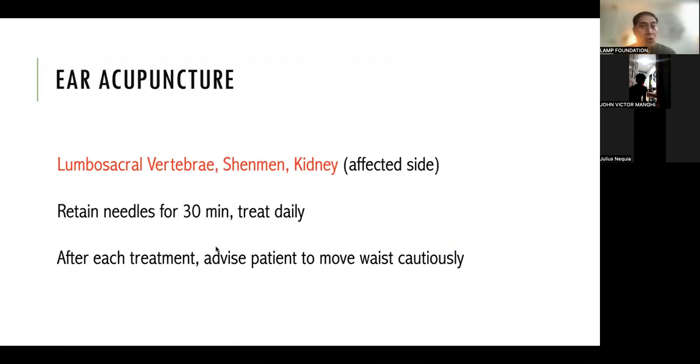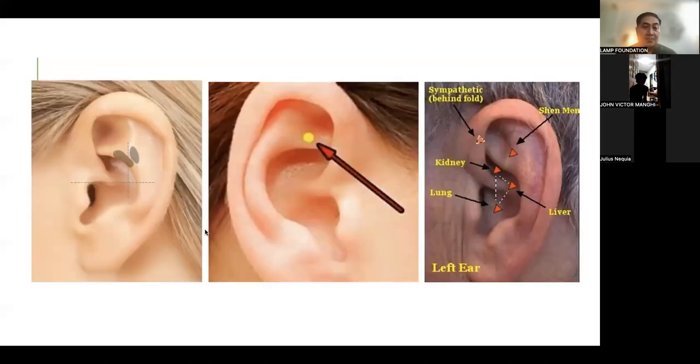aside from the options that we have presented earlier, because honestly, I would prefer the ear, especially if the patient has aversion to needles. So if you do body acupuncture, you might do the additional ear points: the lumbosacral vertebra, shenman, and kidney on the same side or on the affected side. We retain the needles for 30 minutes, treat daily. After each treatment, you advise the patient to move the waist cautiously. So these are the points: lumbosacral vertebra, the shenman, and the kidney.